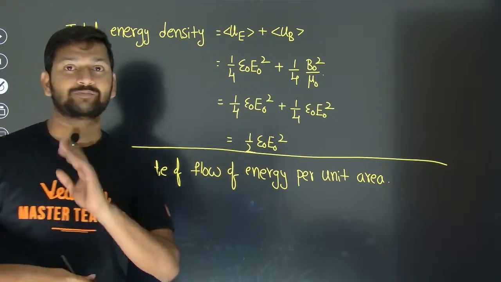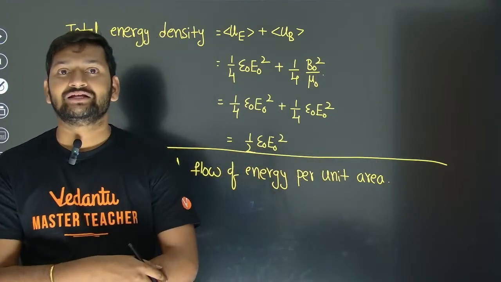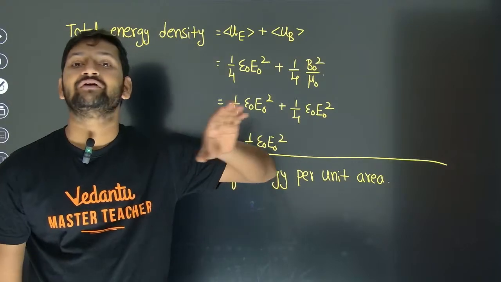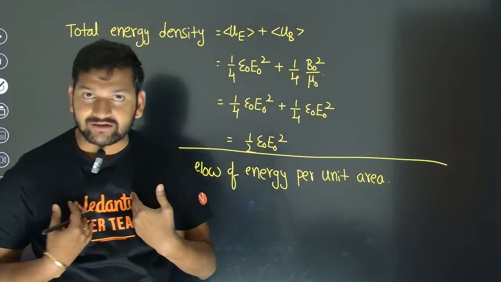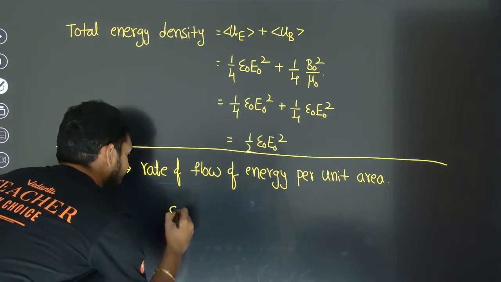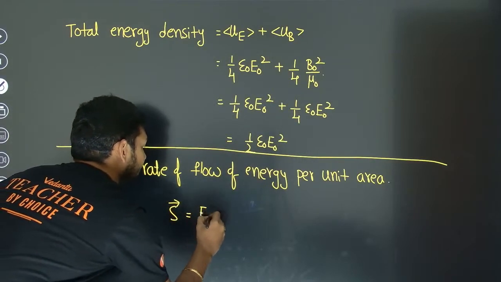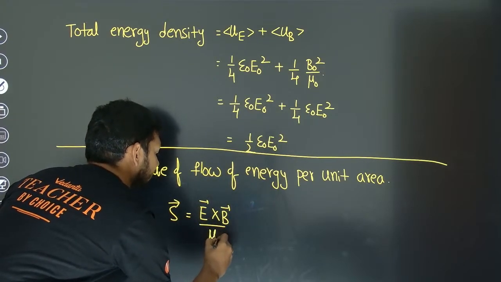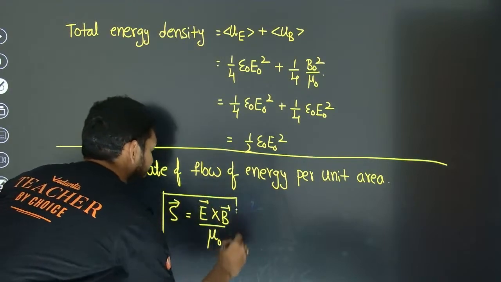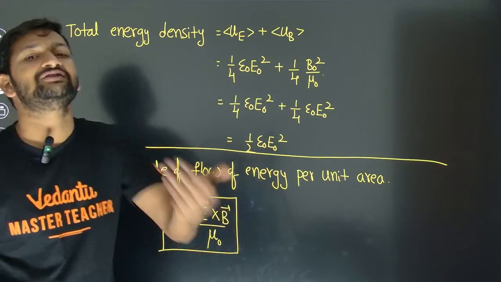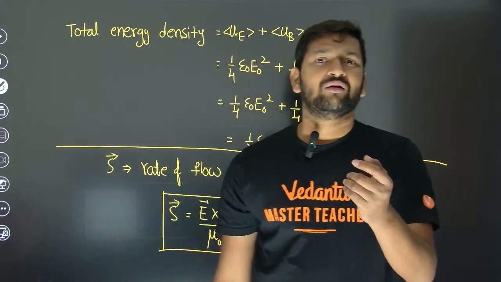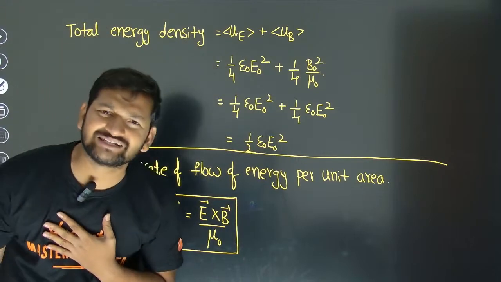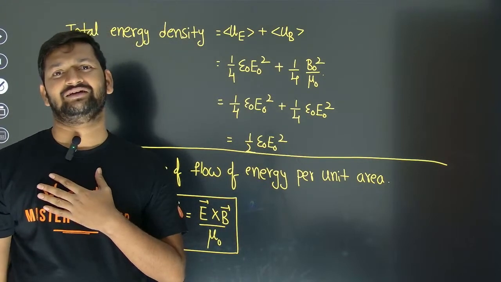Rate of flow of energy is power. Power by area is what? Intensity. So basically this Poynting vector is giving you how much intensity of electromagnetic wave we have. So that energy is going to be given by E bar cross B bar divided by mu naught. This is the Poynting vector. Okay, name is different, but what does it give us? It is going to be giving us intensity, man, indirectly.